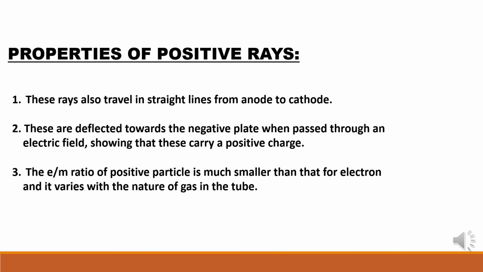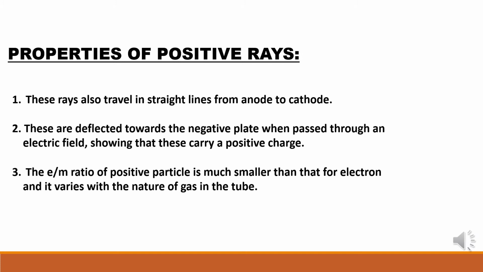As the existence of protons was verified, the properties were investigated, and another scientist, J.J. Thomson, who discovered the electrons, proposed the properties of positive rays. The properties of positive rays are: these rays travel in straight lines from anode to cathode. These are deflected towards the negative plate when passed through an electric field, showing that these carry a positive charge. That's why they are going towards the negative plate.